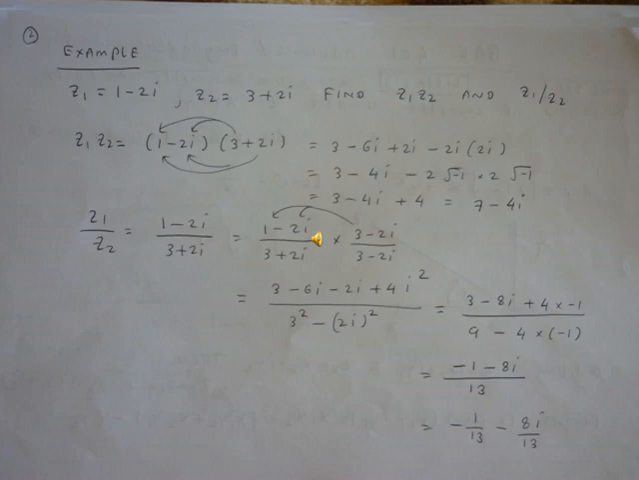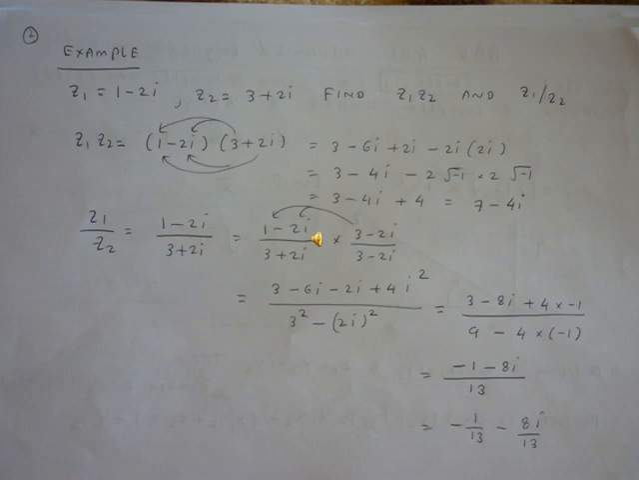So 3 is multiplied with 1 and also 3 is multiplied with minus 2i. Then the plus 2i is multiplied with 1 and the plus 2i is multiplied with minus 2i. So what you get is 3 minus 6i plus 2i minus 2i multiplied by 2i. So what you get is 3 minus 4i minus 2 multiplied by square root of minus 1 multiplied by 2 multiplied by square root of minus 1. So 3 minus 4i plus 4, so we got 7 minus 4i.